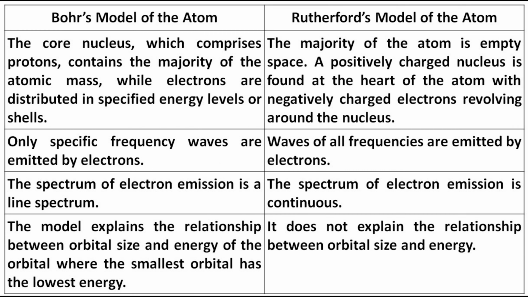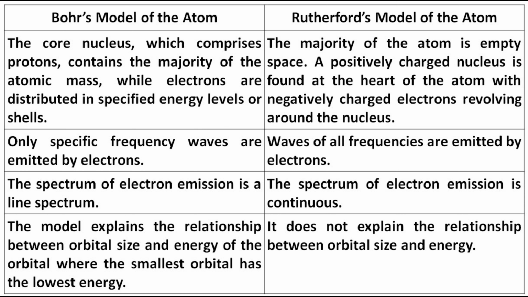I have made some differences between Bohr's model of the atom and Rutherford's model of the atom. According to Bohr's model of the atom, the core nucleus, which comprises protons, contains the majority of the atomic mass, while electrons are distributed in specified energy levels or shells. According to Rutherford's model of the atom, the majority of the atom is empty space. A positively charged nucleus is found at the heart of the atom with negatively charged electrons revolving around the nucleus.